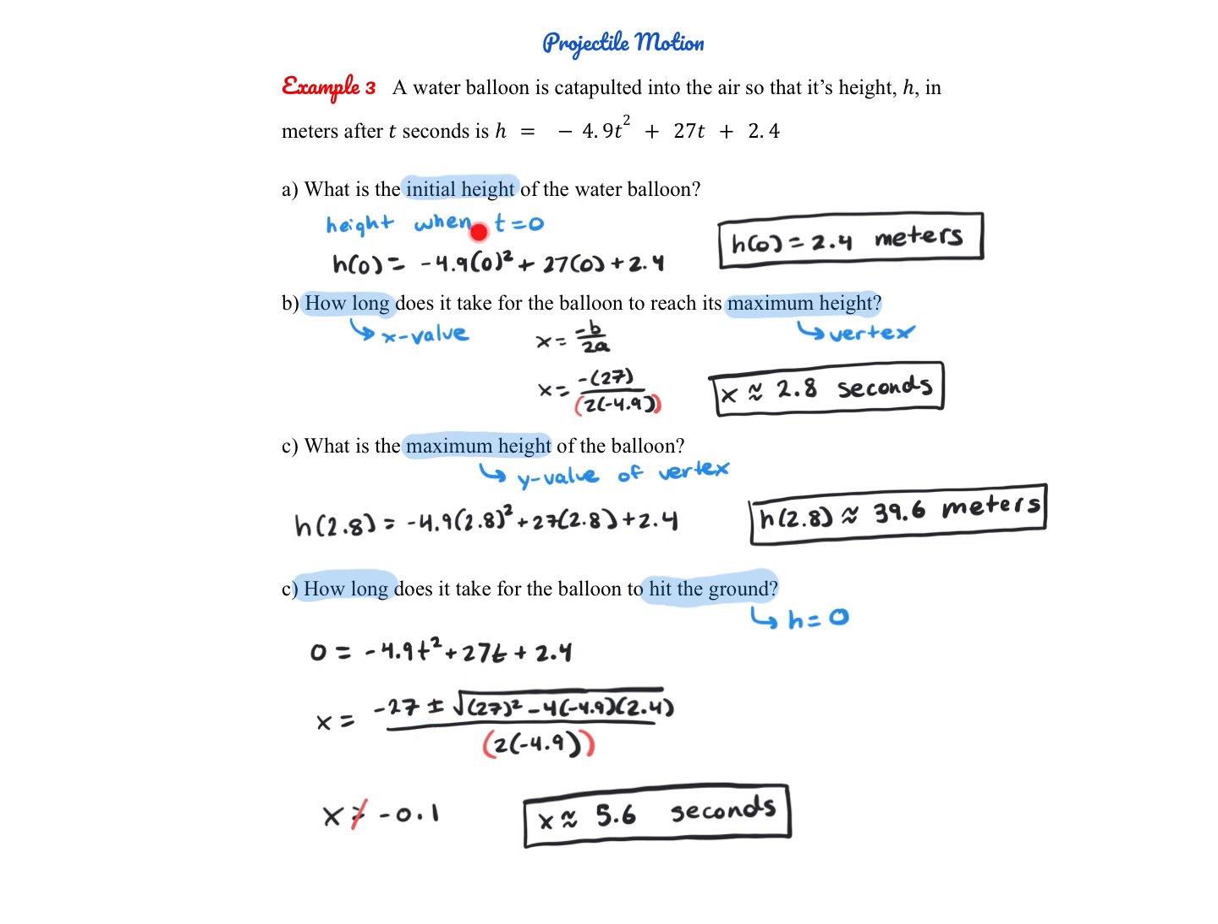Initial height is when t is 0. We could also think of this as the y-intercept. That's what happens when x is 0. It's the y-intercept. Anything with max or min, we're finding part of the vertex. And if we're looking for when something hits the ground or whenever the height is 0, we are essentially solving for the x-intercepts, or the zeros of our problem.